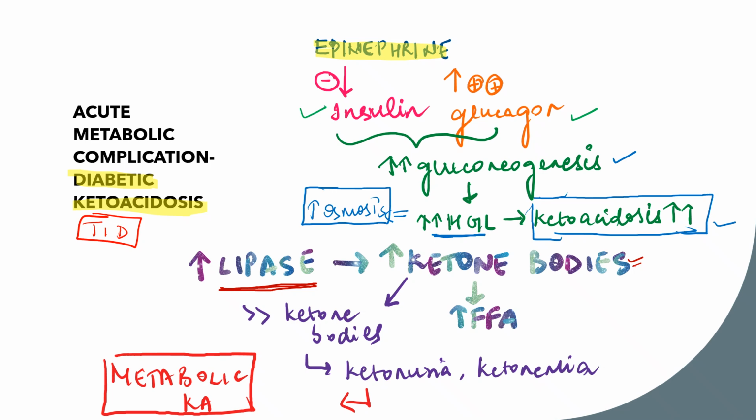So there will be increased circulating free fatty acids. So this will then stimulate an enzyme called fatty coenzyme A. Now this fatty coenzyme A will reach the liver. So when it reaches the liver, there will be an oxidation to ketone bodies.